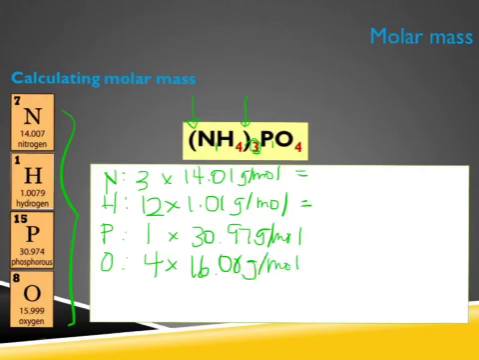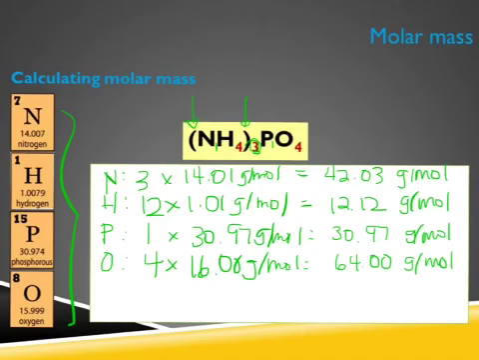I can go ahead and put all of these into the calculator, and I should end up with the following: 42.03 grams per mole, 12.12 grams per mole, 30.97 grams per mole, and 64.00 grams per mole. Now our final step is just taking the sum, and you should get the final answer of 149.12 grams per mole.